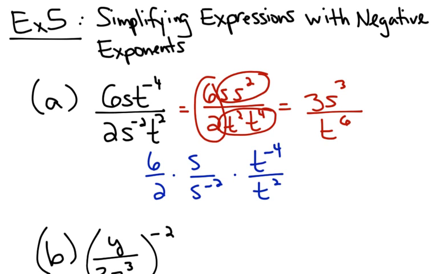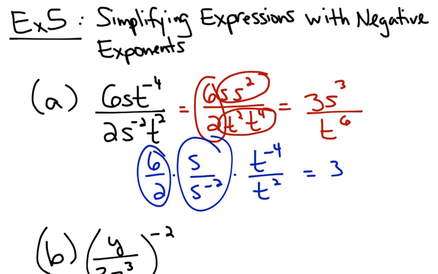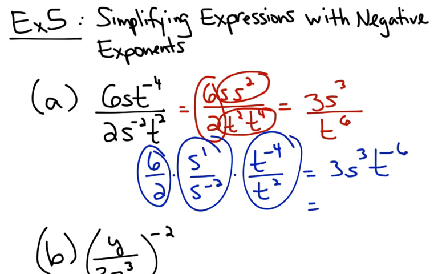and then simplify each of those fractions. So you would have 3. This is the case where you subtract. Well, what's 1 minus negative 2? Well, that's 3. And then here, what's negative 4 minus 2? It's negative 6. And then all you had to do was move your t to the negative 6 to the bottom and it becomes t to the 6.